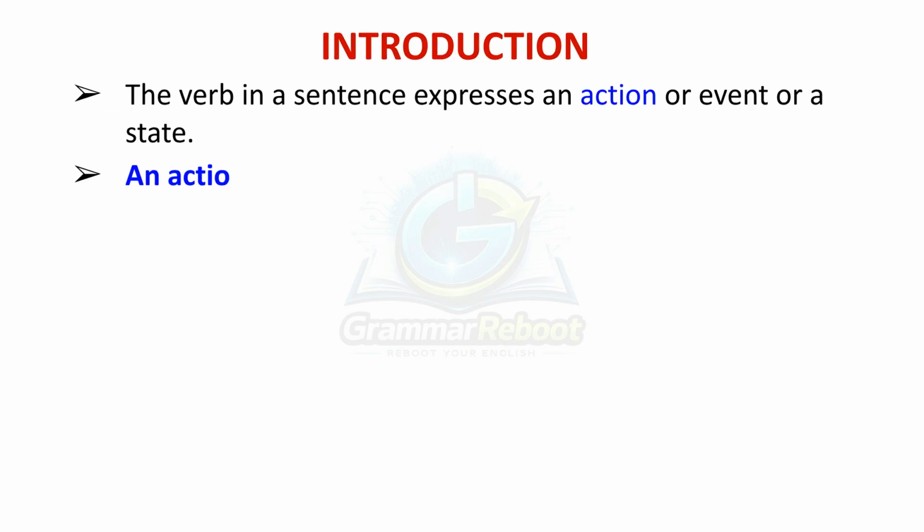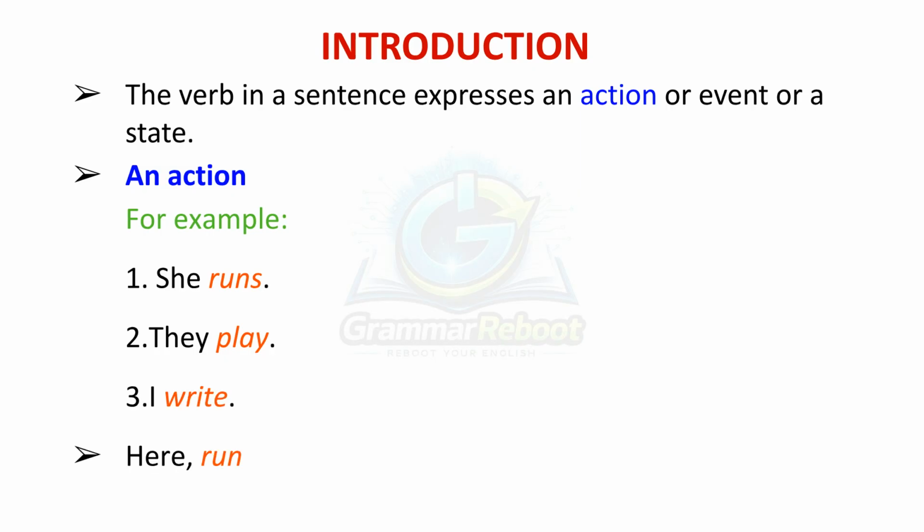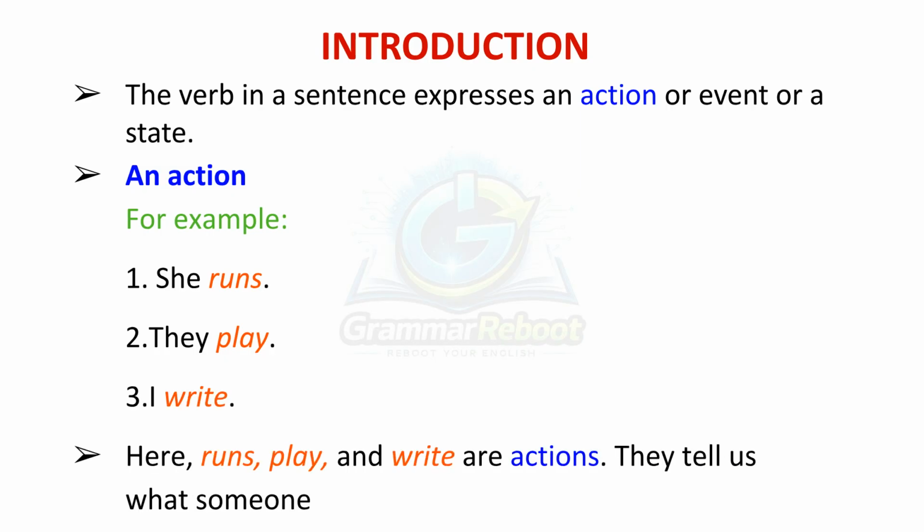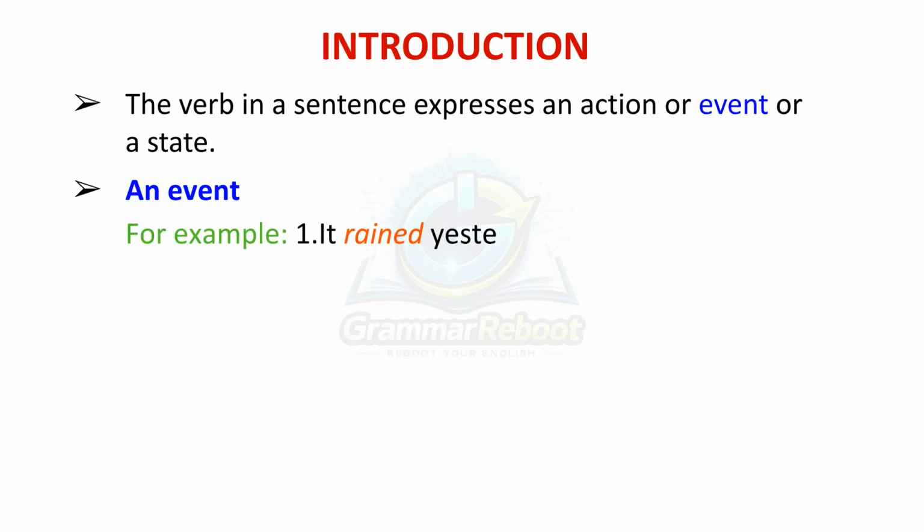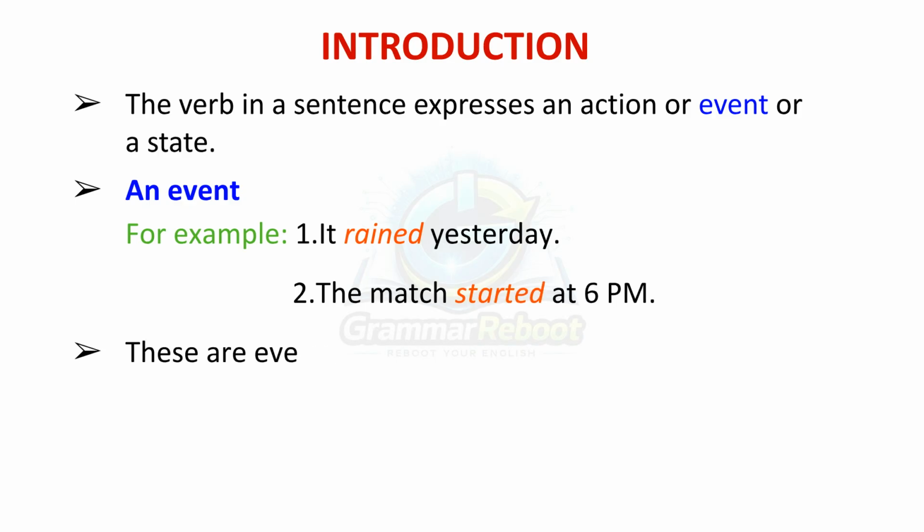It can show an action, for example. She runs, they play, I write. Here, runs, play, and write are actions. They tell us what someone is doing. An event, for example, it rained yesterday. The match started at 6 p.m. These are events, things that happened.